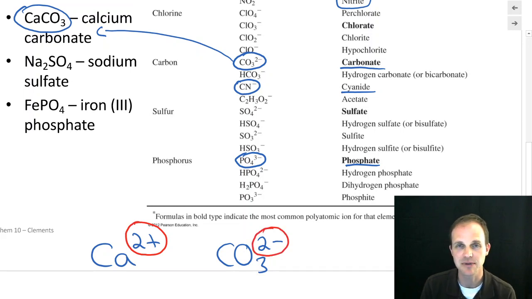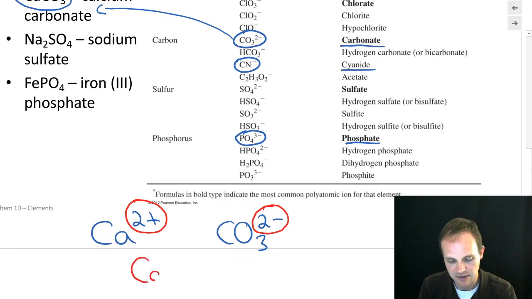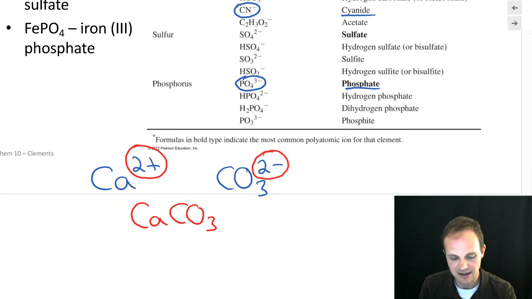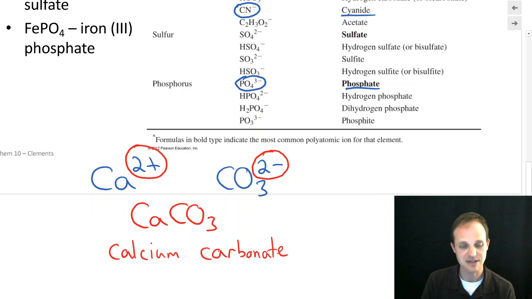How do I combine a +2 and a -2 so they balance out? You're like, well, they already balance out. So when I combine this to make a molecule, I'm just going to take 1 calcium and 1 carbonate, and it's going to look just like that. And how do I name it? I name it with the name of the cation, which is calcium, and the name of the anion, in which case is carbonate here. And I call it calcium carbonate.